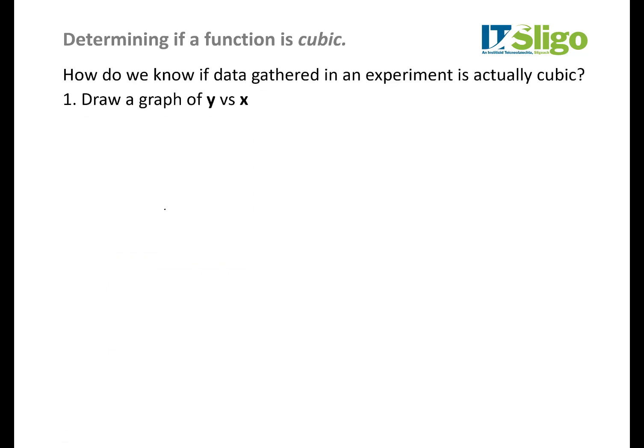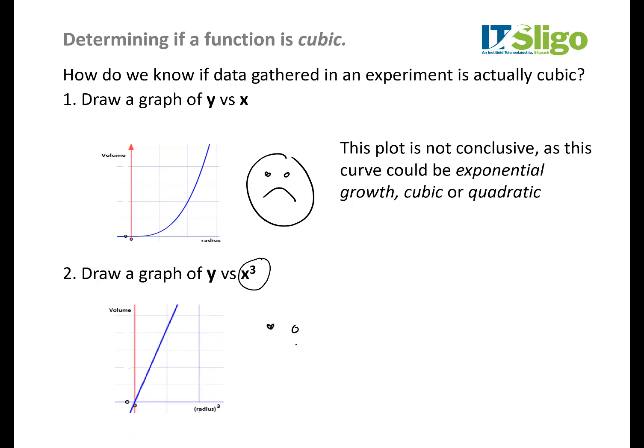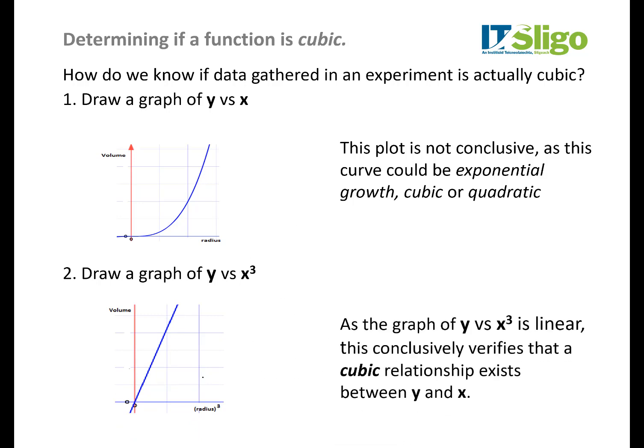Similar for cubic, so it's the exact same process for each one. We could draw this, but there's no real benefit in drawing this graph because it's not conclusive and it takes ages. Whereas if we plot what we suspect, I think it's a cubic relationship, so I'm going to cube my input and plot that versus y. And now if I get a straight line, that's a definitive result. There's no question about it. It's a cubic relationship that exists between y and x.